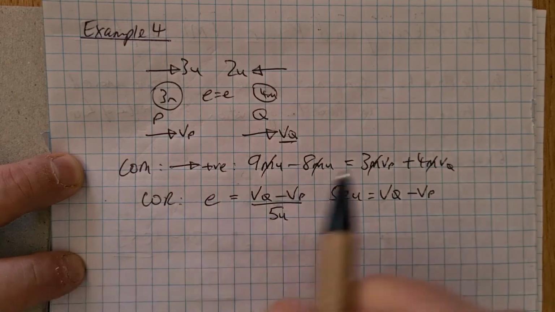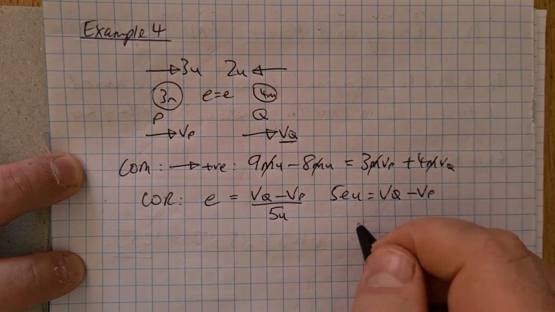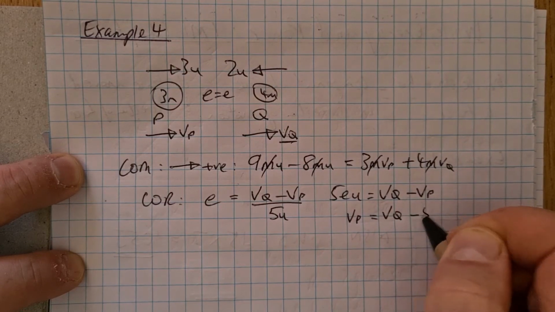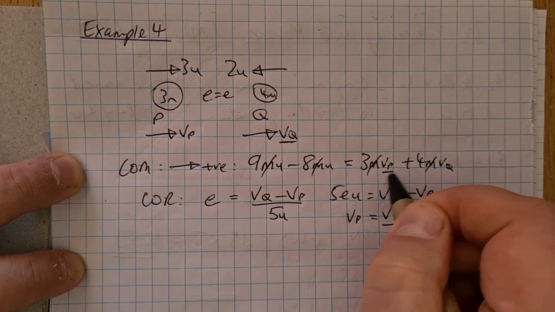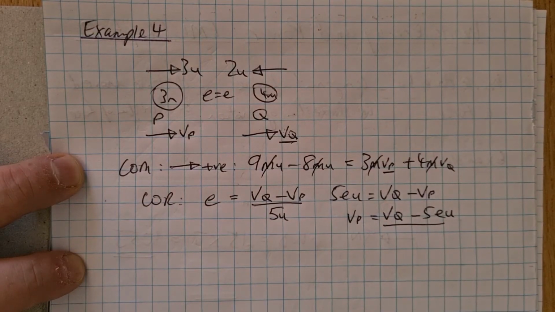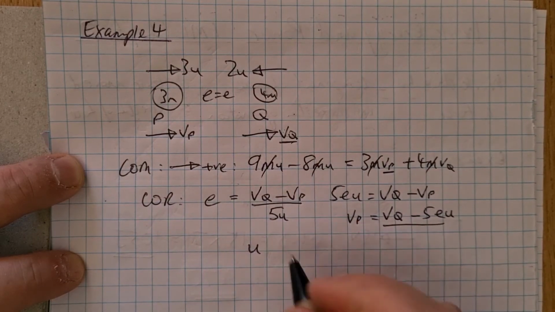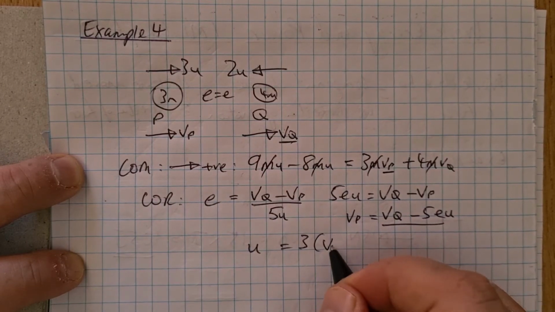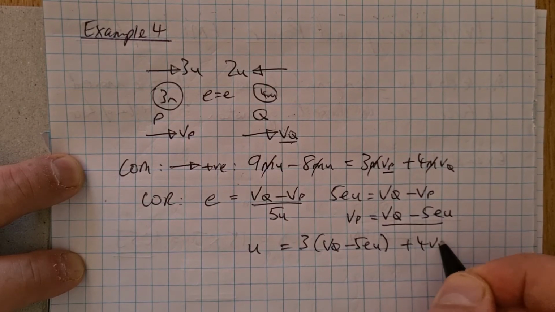Now, we were asked to find out what VQ is, so if I find out what VP is from this equation, VP is going to equal VQ minus 5EU, and if we substitute that in to replace VP, we'll then have our equation with VQ. So just simplifying equation 1, we've just got U on the left-hand side is going to equal 3 lots of VP, which we now know is VQ minus 5EU, plus 4VQ.